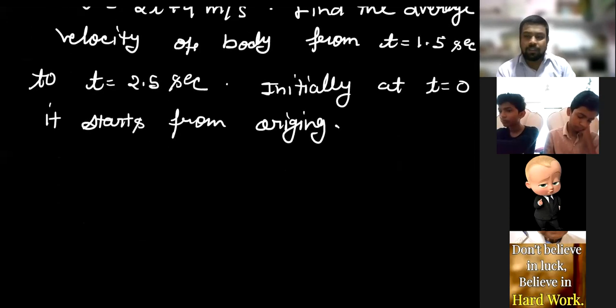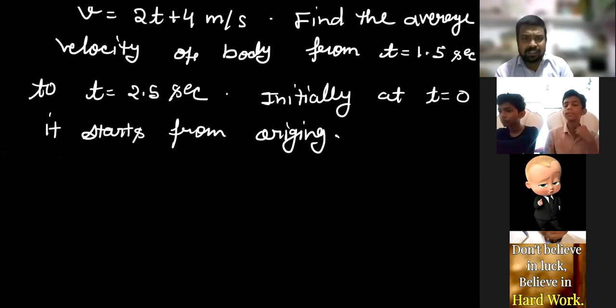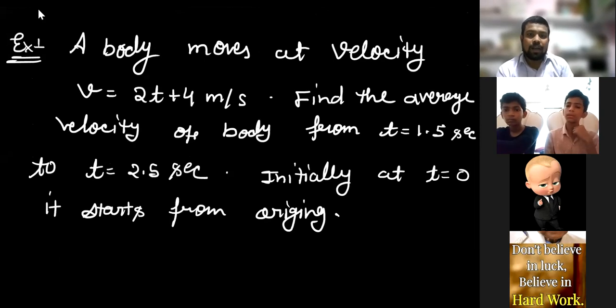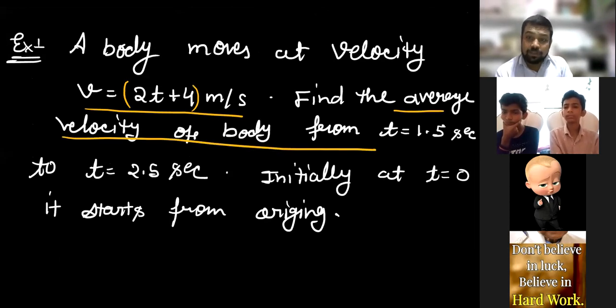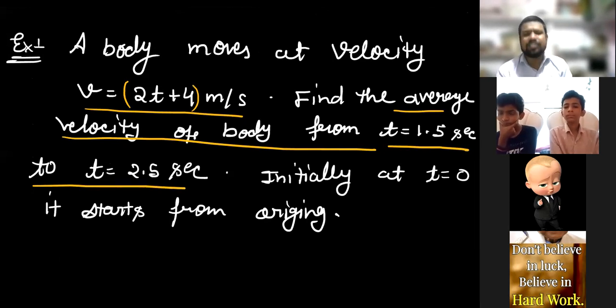Okay, my dear friends, see this question. A body moves at a velocity v equal to 2t plus 4 meter per second. Here the velocity is a function of time, and the question asks what is the average velocity of the body from t equal to 1.5 second to t equal to 2.5 second. Initially at t equal to 0, it starts from the origin.